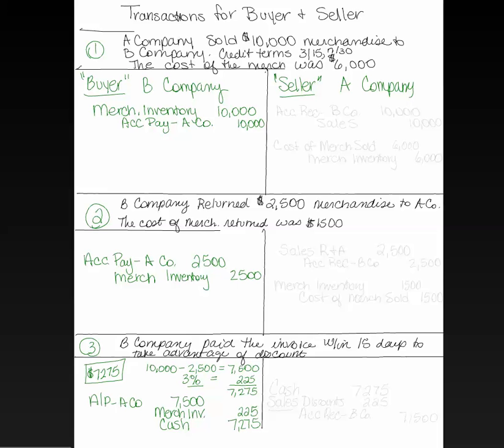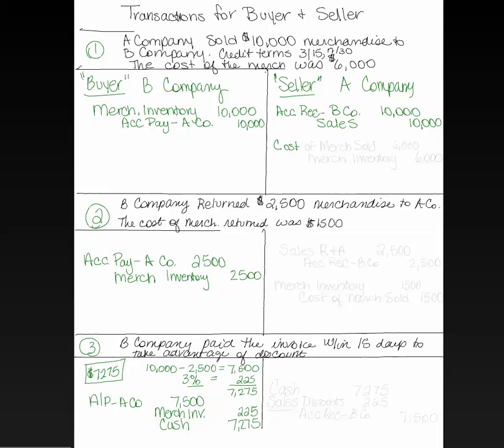Now we're going to look at the transactions for the seller. Here it says A company sold $10,000 worth of merchandise. So we're going to debit accounts receivable, B company, and credit sales for the full sales amount, $10,000. As the seller, whenever you have a sale, the first entry is to record the sale at retail price. Then the second entry is to record the cost of what you sold.